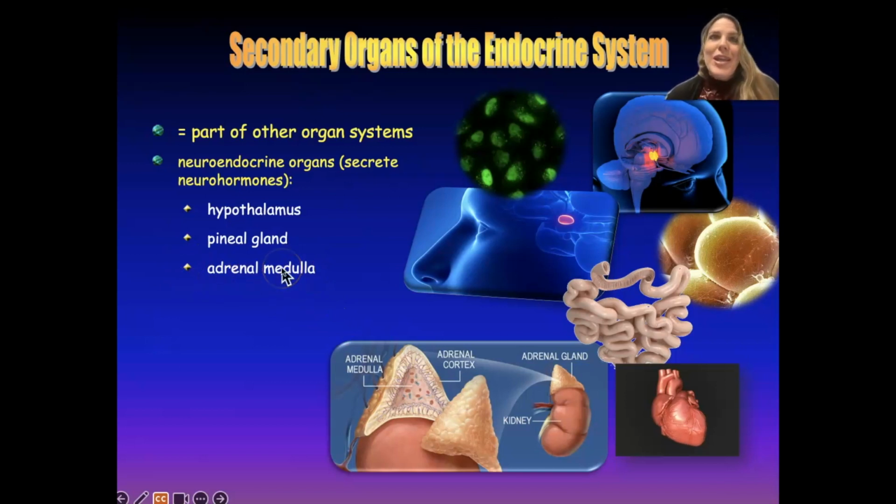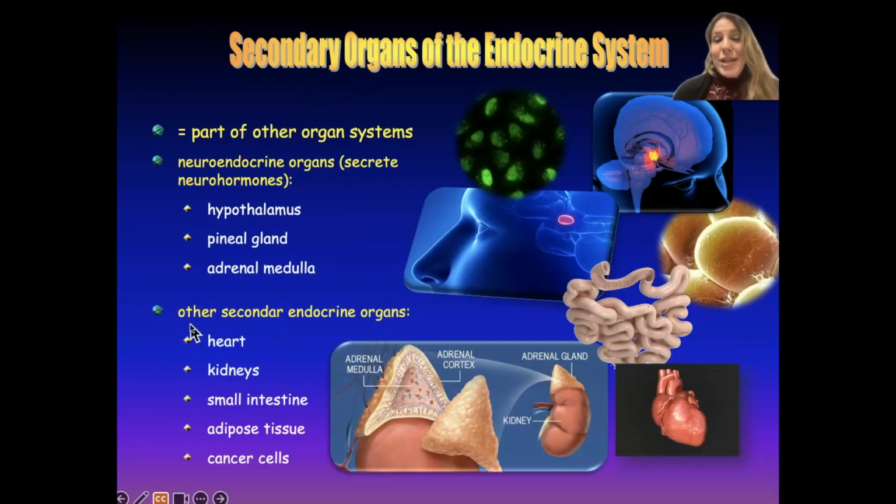And that adrenal medulla that I mentioned. So here's a cross-section through an adrenal gland sitting on top of a kidney. So the adrenal cortex is a primary endocrine organ, but the adrenal medulla on the inside is almost like a separate organ. It consists of nervous tissue and also produces neurohormones. So other secondary endocrine organs that we're going to talk about: the heart. Like, who would have guessed the heart is part of the endocrine system? It is a secondary endocrine organ. It produces hormone. Kidneys themselves, the small intestine, adipose tissue, so fat, and even cancer cells can all be considered secondary parts of the endocrine system because they can produce hormone.